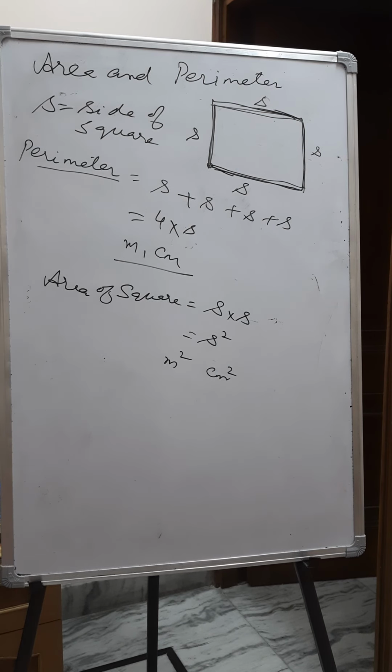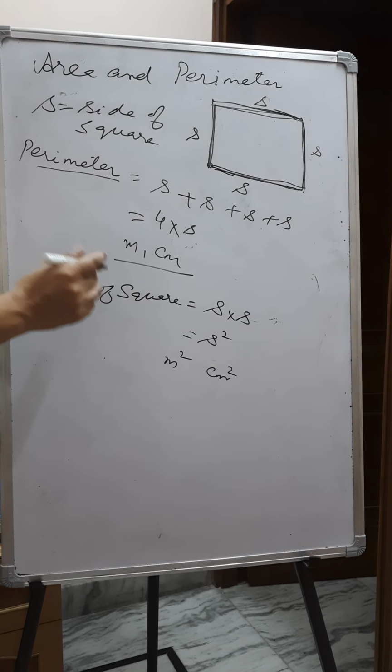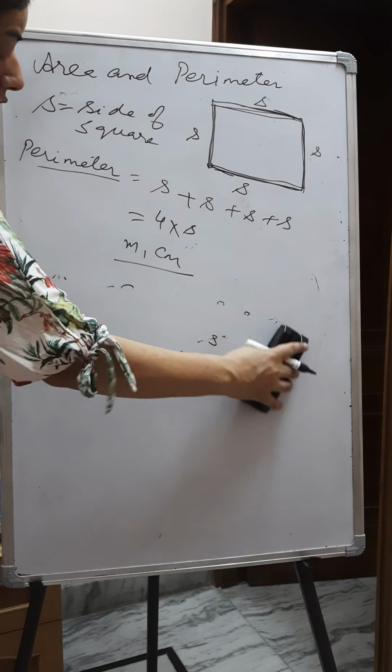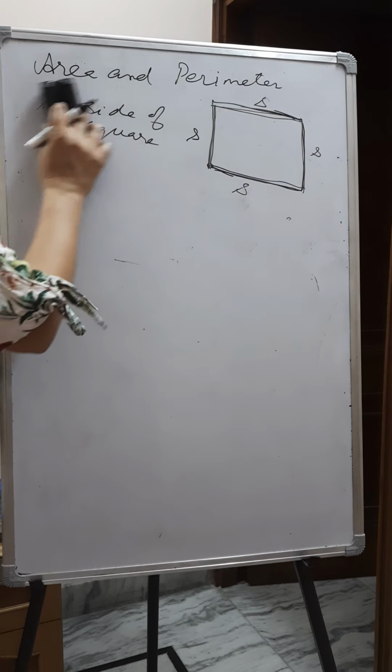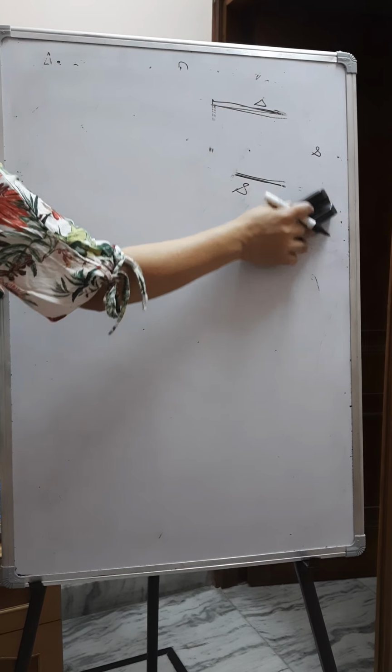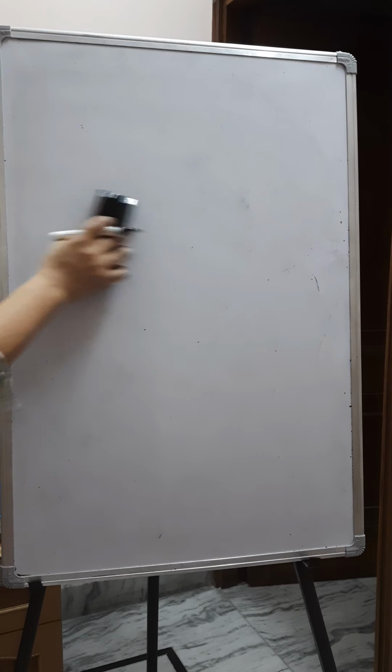Now the questions. Some questions are simple like this, where sides are given and you have to calculate the perimeter or the area of the rectangle or of the square. Now a little bit difficult question, like question number 4 of your exercise.